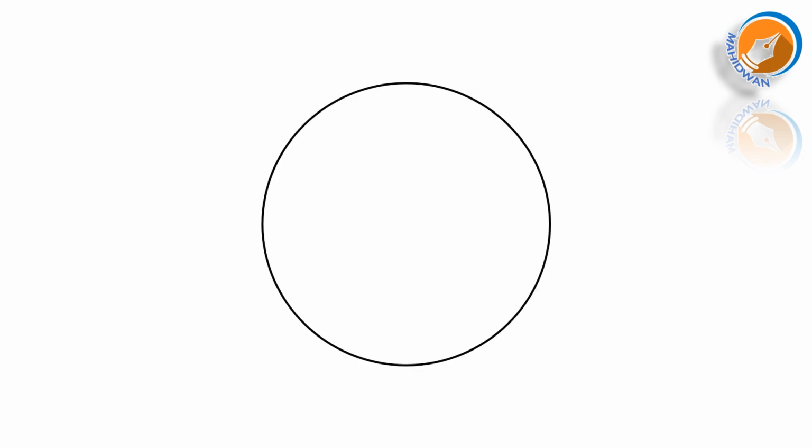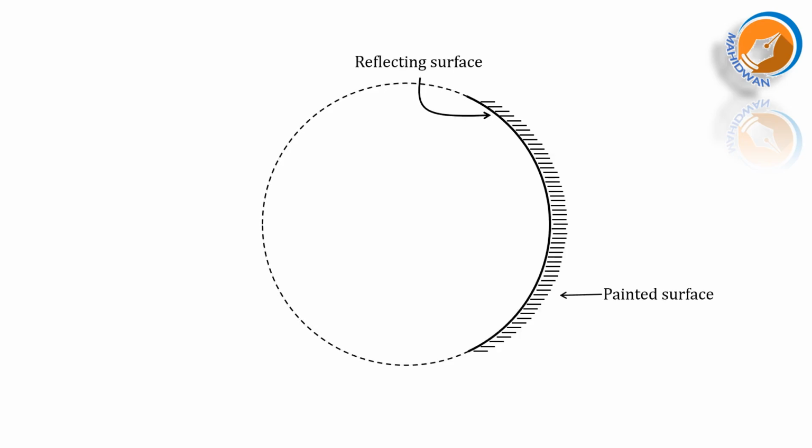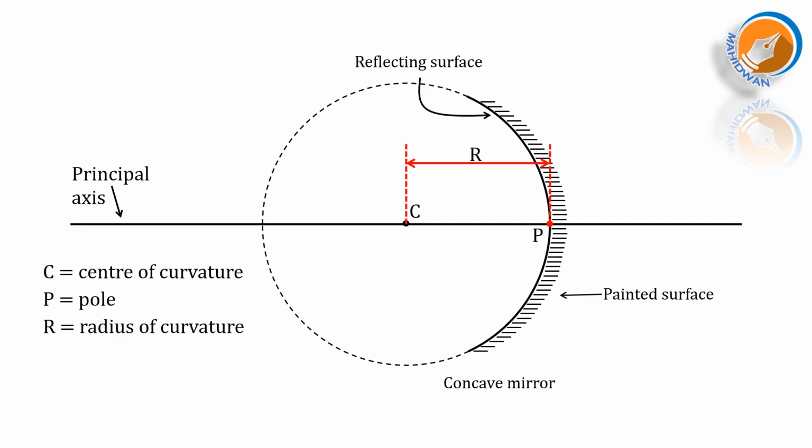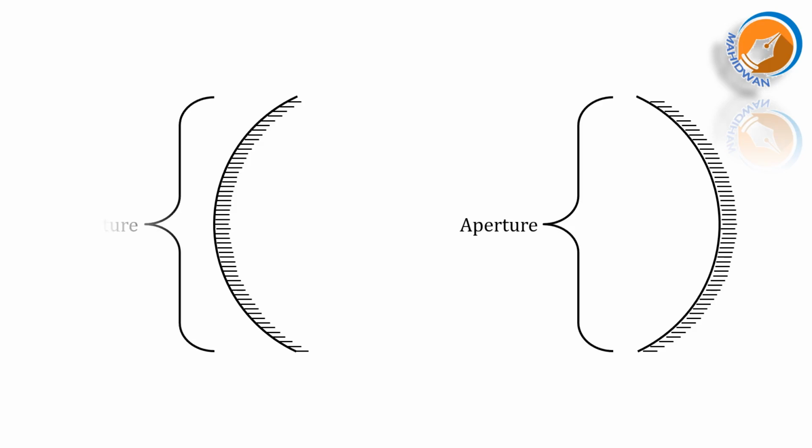Same terms we'll be using in case of the concave mirror also. The reflecting surface, painted surface, horizontal line called the principal axis, center of curvature, that is the center of the sphere, center of the mirror called the pole, and the distance PC we mark as the radius of the circle. Here we call it the radius of curvature. Once again, this is the concave mirror and this is the convex mirror. The plane surface area through which the rays of light enter, or the surface area which is exposed to light, on which the light is going to be incident, is called the aperture.